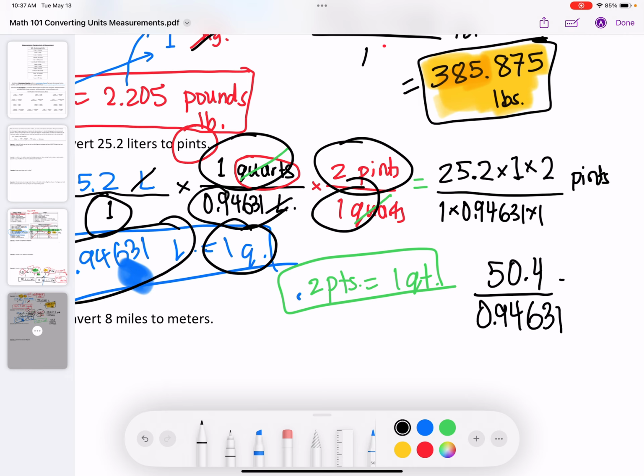0.94631, and that's in pints. Now I just need to divide those. That I cannot do in my head. I'm going to have to use a calculator.